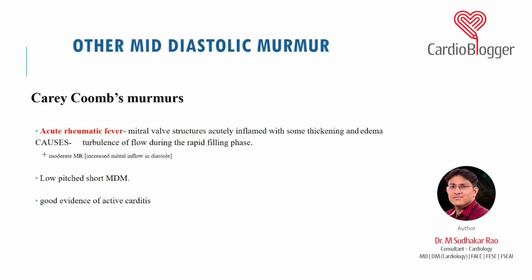Now again, what is Carey-Coombs murmur? In a patient with acute rheumatic fever, there is a valvulitis, and that is why you get a murmur of MR, which is usually a mid-diastolic murmur. It is low pitch, like all other MDMs are low pitch except Austin-Flint, which is high pitch. Carey-Coombs murmur means there is an acute carditis, it means there is an acute rheumatic fever. So if a patient has previously established rheumatic heart disease and you are getting a Carey-Coombs murmur, it means he has a recent acute rheumatic fever.